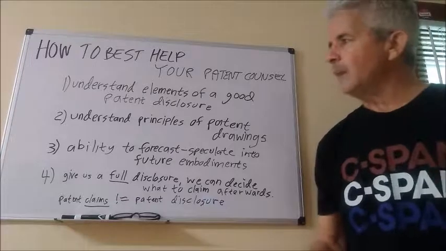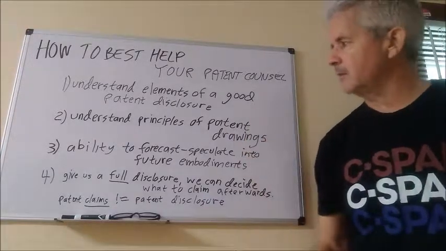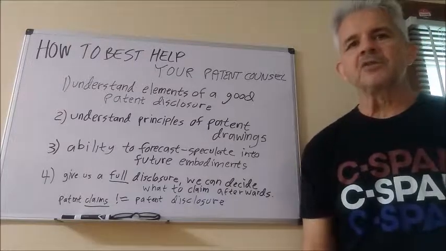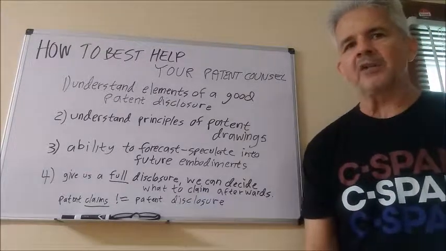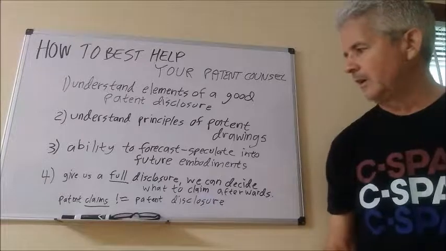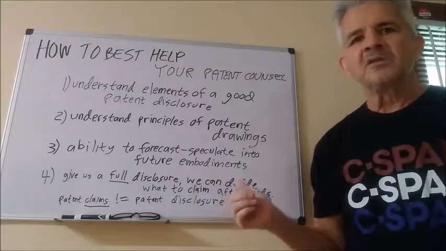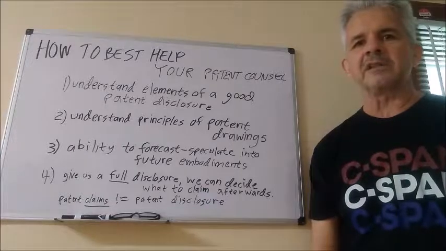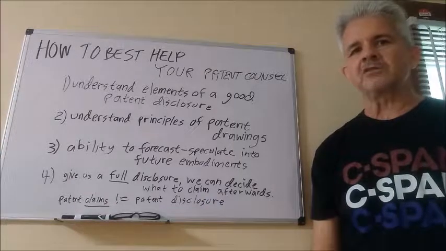One, I need my inventors to better understand the elements of a patent disclosure. Two, patent drawings. Three, forecasting into the future, embodiments you haven't built yet but that you hope to produce at some point. And four, not trying to get ahead of yourself and discuss what's going to be in the claims and hold back information because you don't want it in the claims.